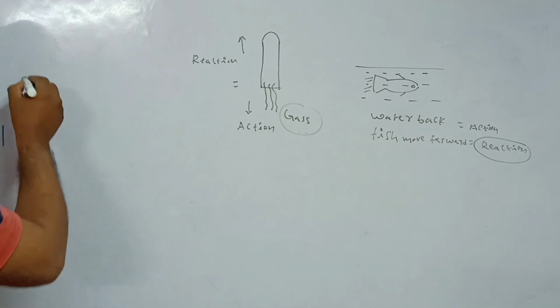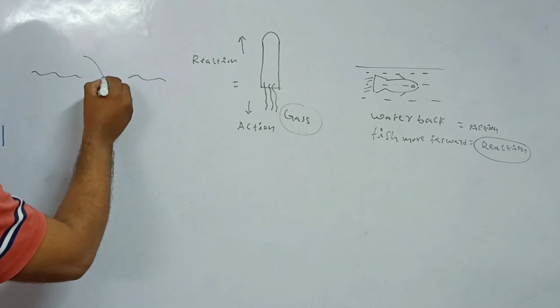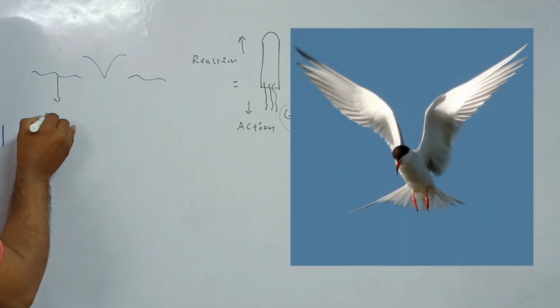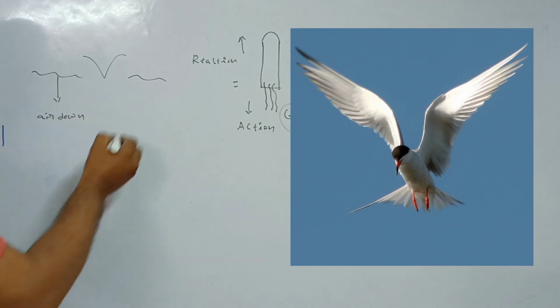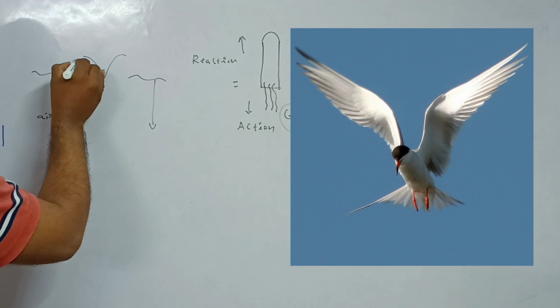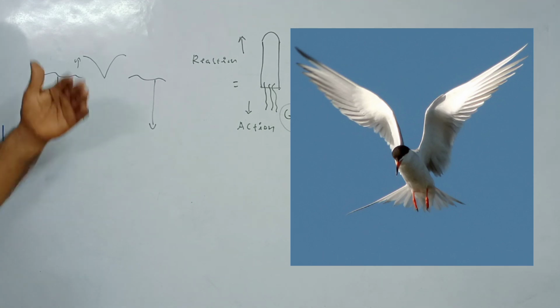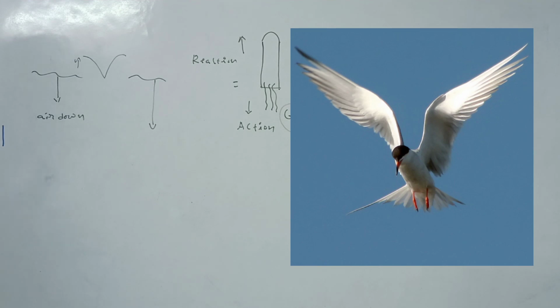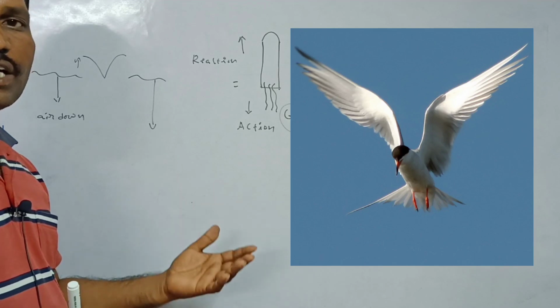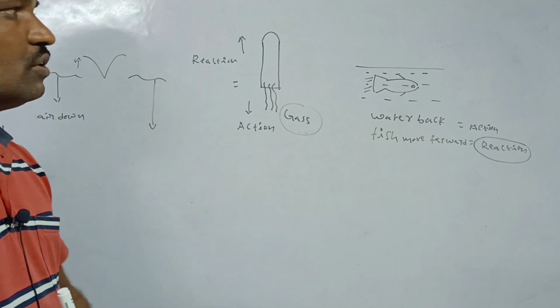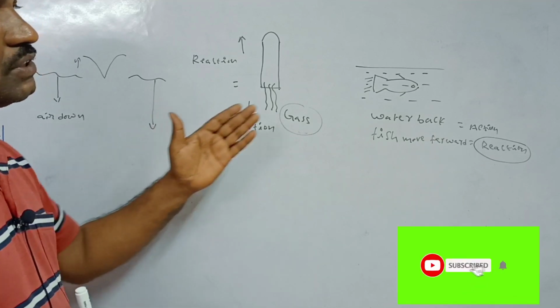We have another example, that is the bird. When the bird is flying in the sky, the bird will push the air down and the bird will move in the upward direction. So here pushing the air downward is the action force and the bird moving upward is the reaction force. These are the examples for Newton's third law, and Newton's third law is: for every action there is equal and opposite reaction. These are very, very important, students. Note down these examples and the statement also.